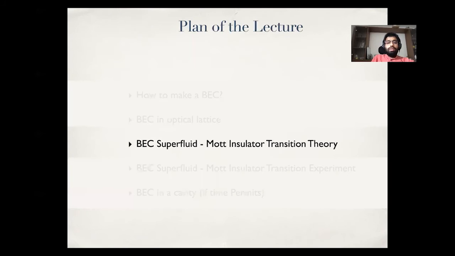All right. Okay. So now, before I go on and talk about this Bose-Einstein condensation superfluid Mott insulator transition, if there are questions, you can ask me now.